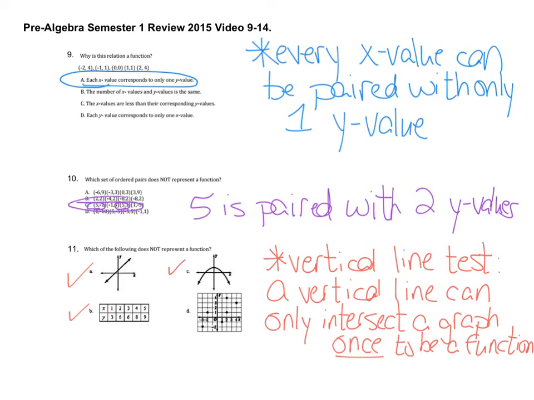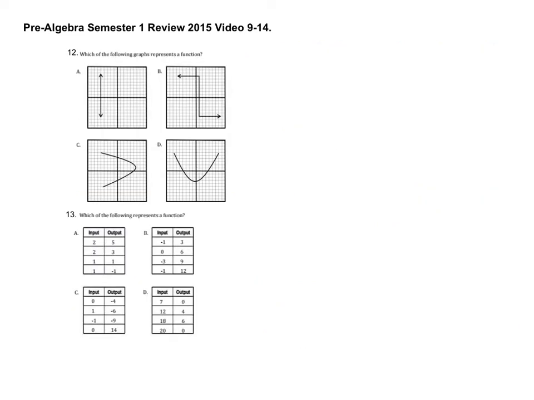Is there a place where a vertical line intersects this more than once? Do you see it right here? It intersects there and there. That means this x value, 2, has two y values right here and here. So D is the one here that is not a function. Number 12, they're all graphs. So it says which of the following does represent a function, so we want to know which one passes the vertical line test. Well, A is a vertical line, right?